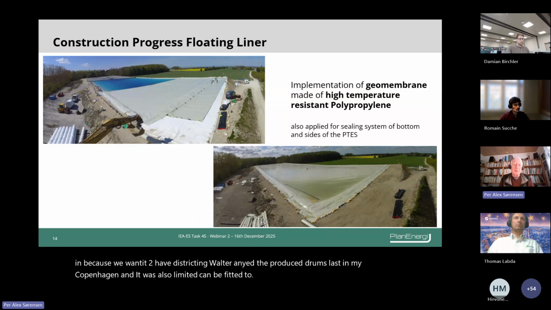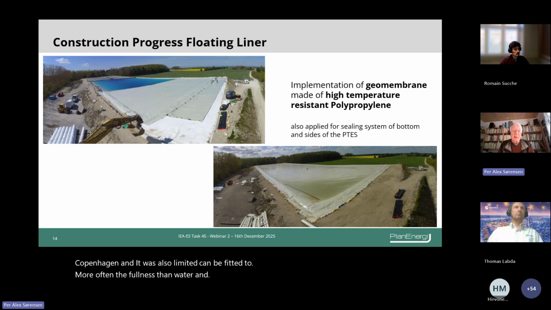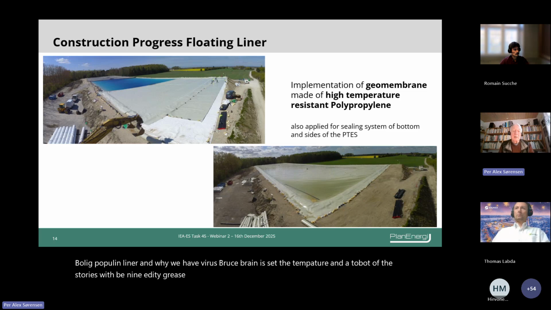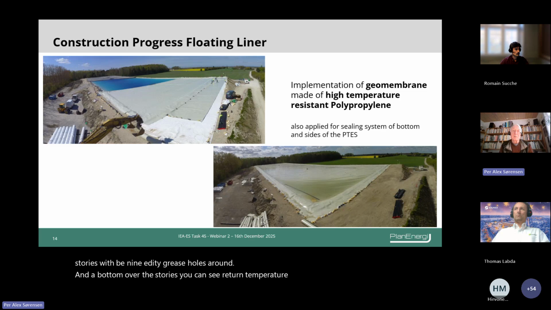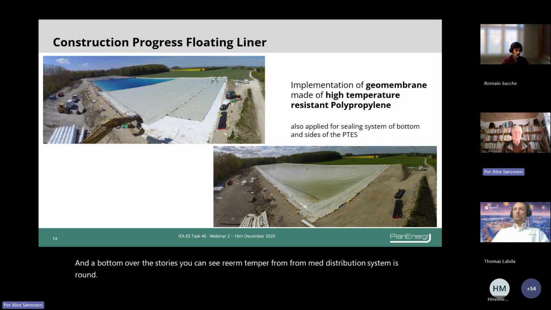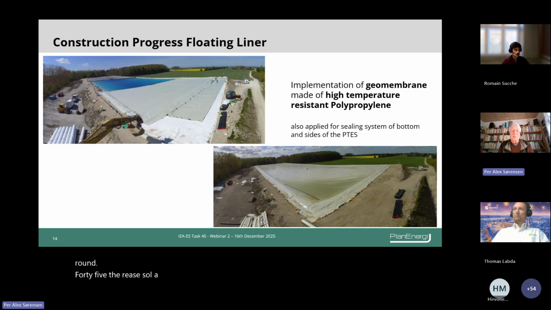After filling in water, the floating liner was implemented, and this floating liner was also a polypropylene liner. And why we have used polypropylene is that the temperature in the top of the storage will be 90 degrees the whole year round. And in the bottom of the storage, you could say the return temperature from the distribution system is around 45 degrees, so the bottom temperature will be around 48.